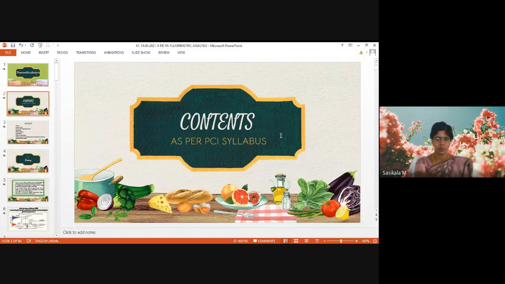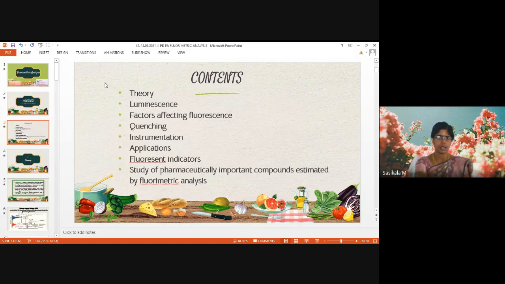Okay, now let's see the contents. What you are going to learn under fluorimetric analysis are: theory, luminescence, factors affecting fluorescence. So the theory behind fluorimetric analysis, what is luminescence, then what are the factors affecting fluorescence intensity, then the quenching process, what is quenching and what are the types of quenching, then instrumentation, applications, fluorescent indicators, then study of pharmaceutically important compounds estimated by fluorimetric analysis.